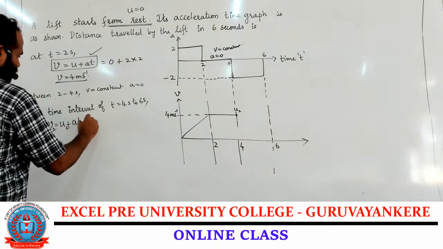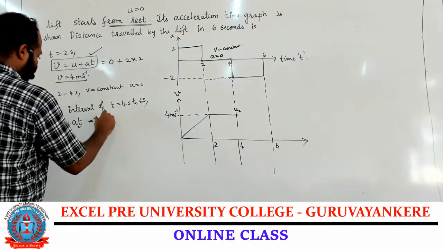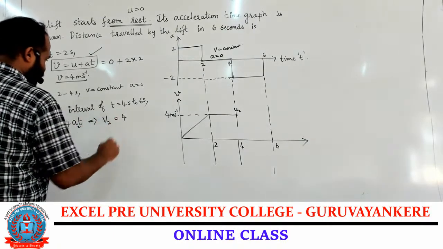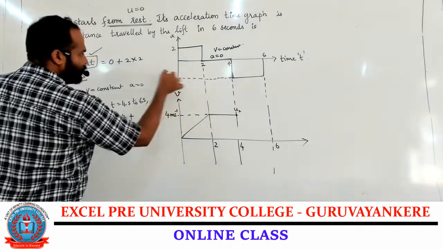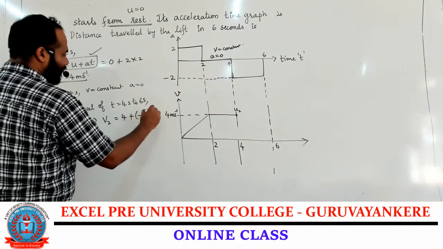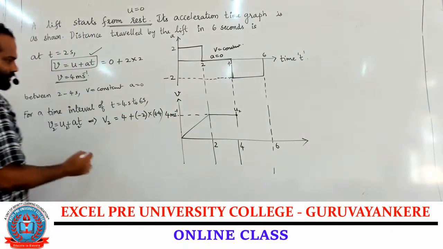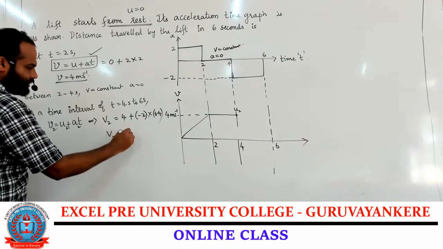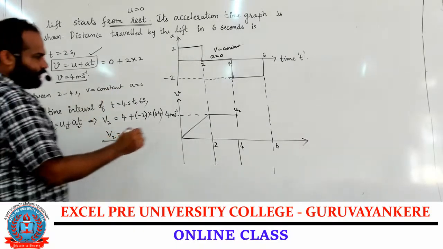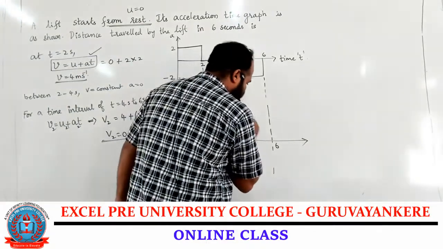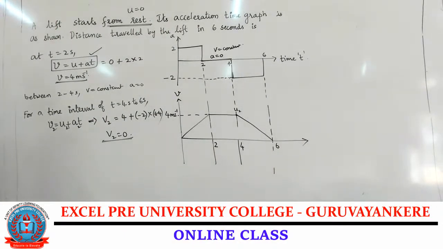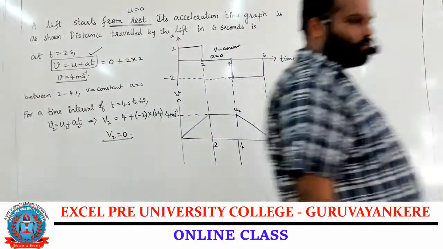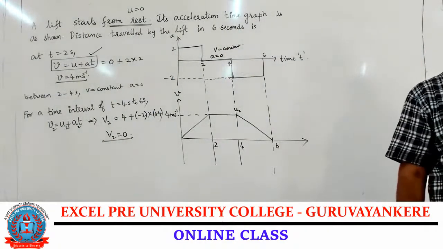So, final velocity I need to calculate. This is 4 plus a2, which is -2, no? -2 for 6 minus 4 seconds. So v2 will be 0. Final velocity at the end of the 6th second will be 0, like this. Understood? Any doubts? Understood the graph?